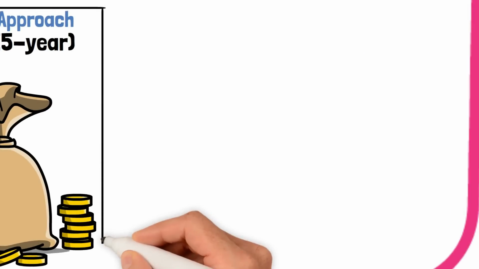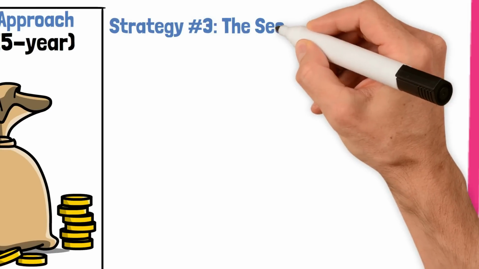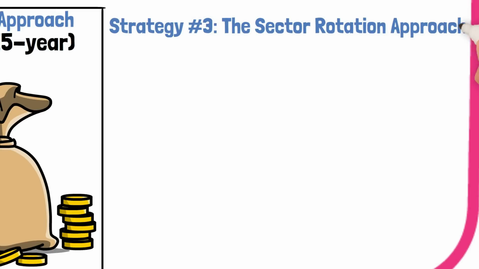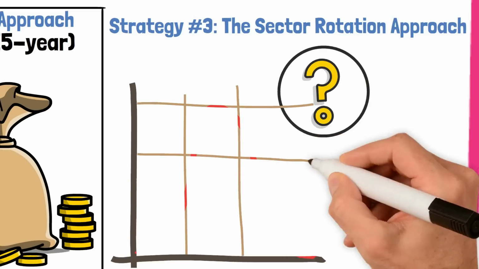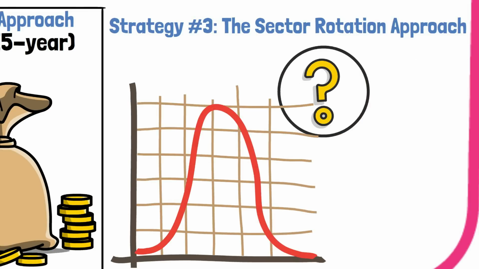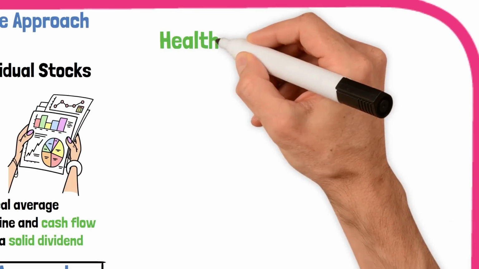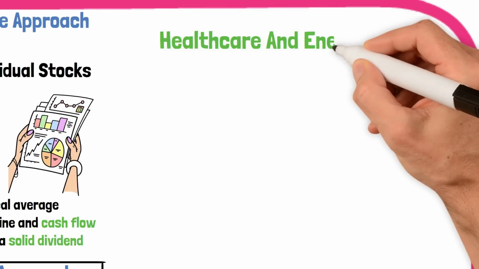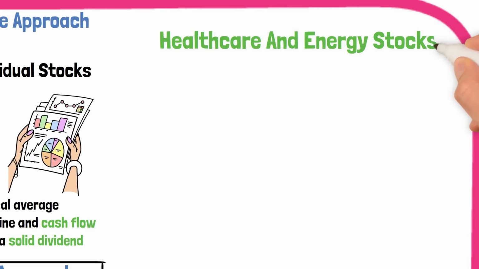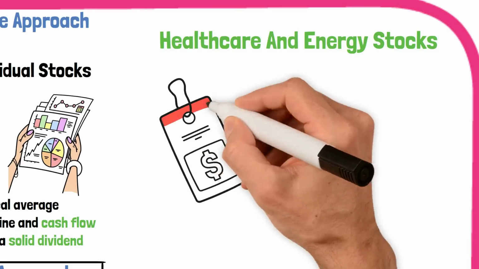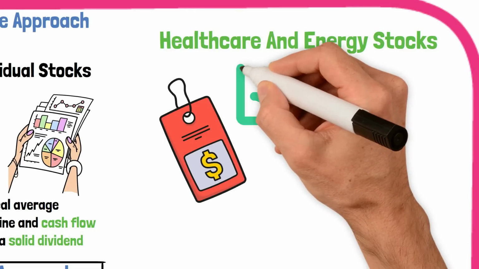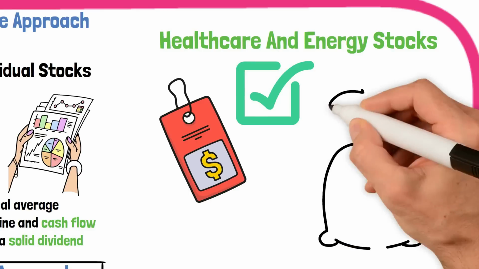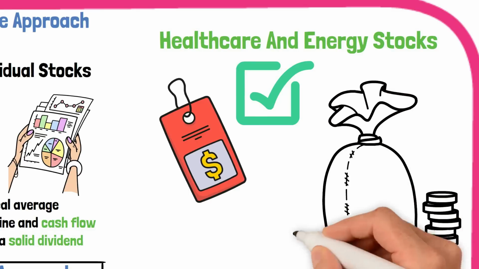Strategy number 3, the sector rotation approach. In this strategy, Harry identifies which sectors within SCHD are most undervalued relative to their historical averages and overweights those sectors in his portfolio. Currently, based on our analysis, certain healthcare and energy stocks within SCHD appear undervalued compared to their historical norms. By temporarily overweighting these sectors, Harry can potentially capture additional returns as these valuations normalize.